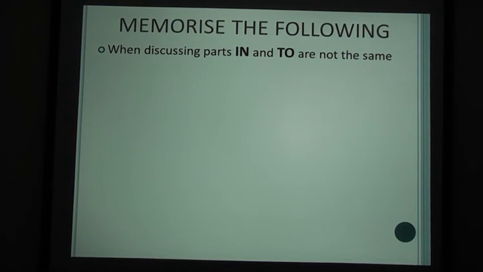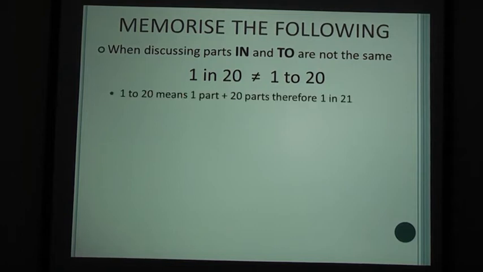Now, just to make clear the in and the to, there's a difference. When discussing parts in and to, it's not the same thing. 1 in 20 is not the same as 1 to 20. 1 to 20 means you've got 1 part of concentrate and 20 parts of solvent. Therefore, it's a 1 in 21. The total number of parts becomes 21. So 1 out of those 21 is a concentrate. That's what 1 to 20 means.